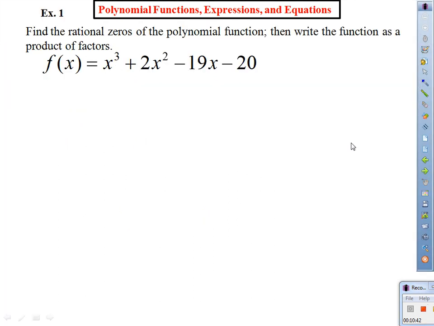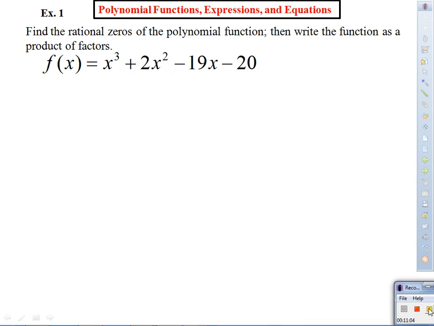Example 1. You copy the instructions, at least for this one. They're going to be the same for the rest. It says, find the rational zeros of a polynomial function; then write the function as a product of factors. f of x equals x cubed plus 2x squared minus 19x minus 20. Copy that, and I'll get started in a little bit.